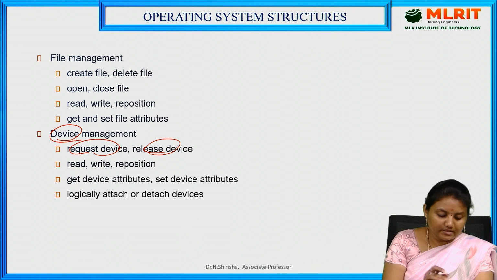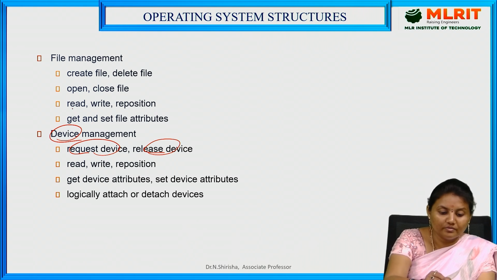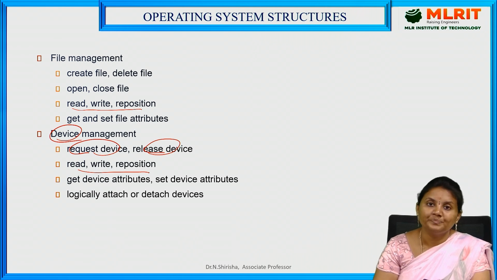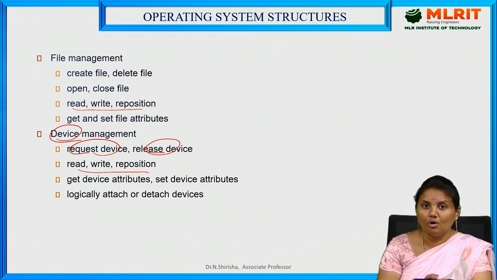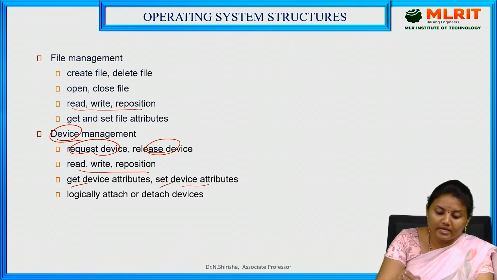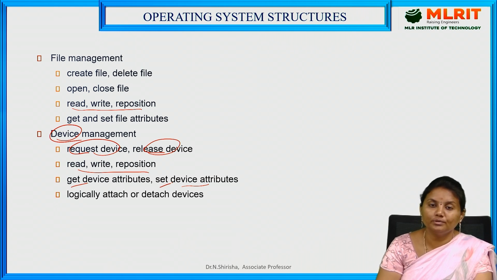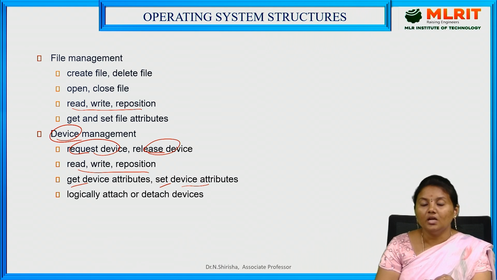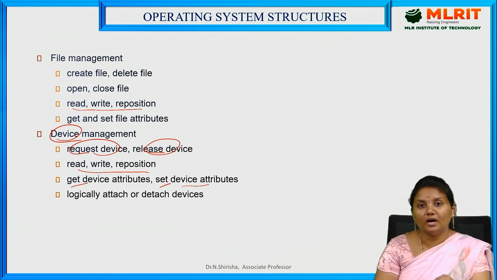Then read, write, reposition. Similarly, just as you have read, write, reposition in file management, the same applies to device management, because when a device is attached, you will obviously have files. When you have files, you have to open, read, and write them, and so on. Then get device attribute, set device attribute. These are again get and set methods used to read, write, or reposition. If you want to retrieve, you use the get method. If you want to set the values, you use the set methods.